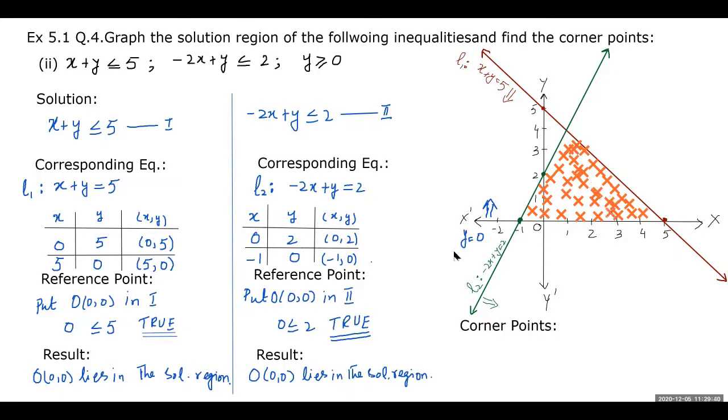This is the work which you girls have to do. And then after that, let's get to the corner points. This is the solution region of all these three inequalities. Let's find the corner points. To find the corner points, all we have to do, I'm going to shade these corner points, highlight these corner points. You can see this is the feasible region.